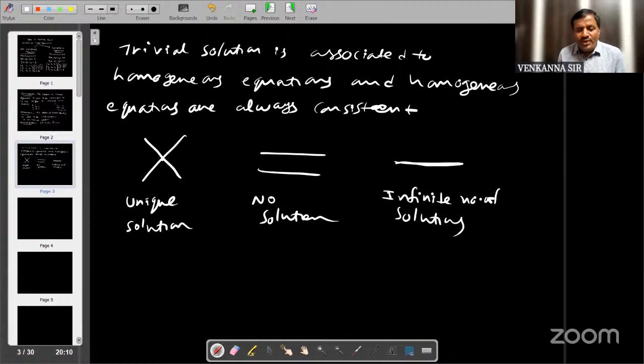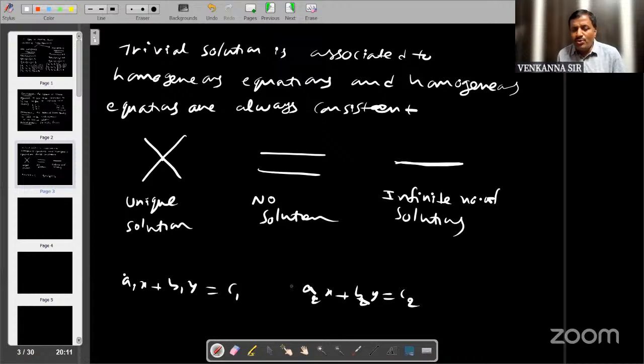See, if two variables equations are there, a1x plus b1y is equals to c1, a2x plus b2y is equals to c2. These two are non-homogeneous equations in terms of the two variables x and y.